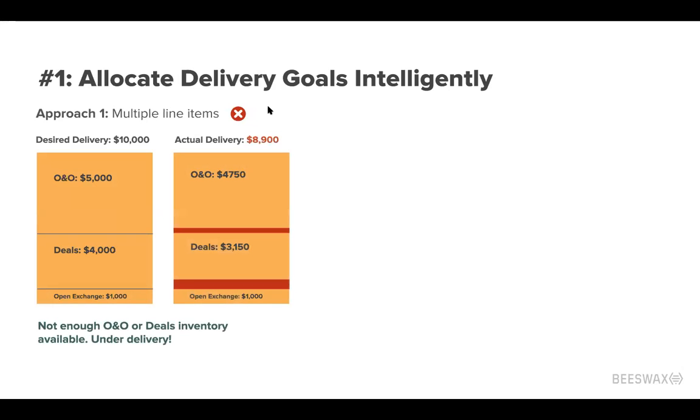A common outcome would be that you would under deliver. Because in this example, there was not enough owned and operated inventory or deals inventory, I didn't fulfill my budget on those line items and therefore did not fulfill my overall campaign budget, right? That's a very typical thing. And in order to solve that, you would have to manually redistribute stuff, which you would do in a suboptimal way typically. So that's the typical approach.